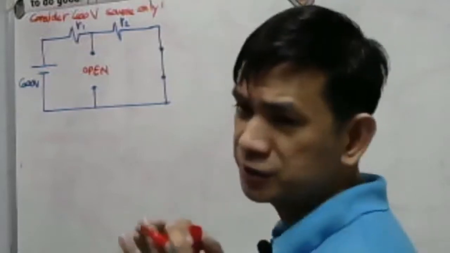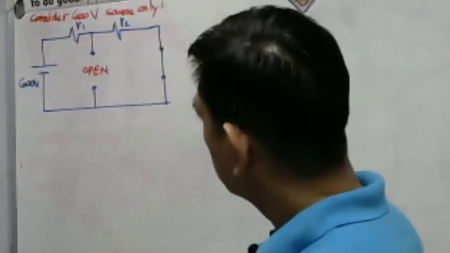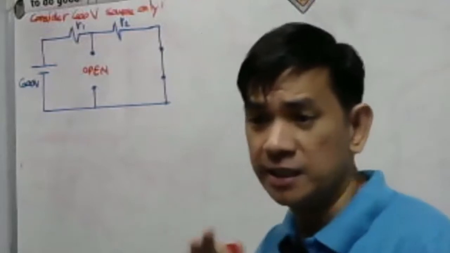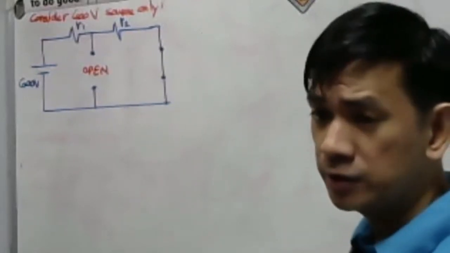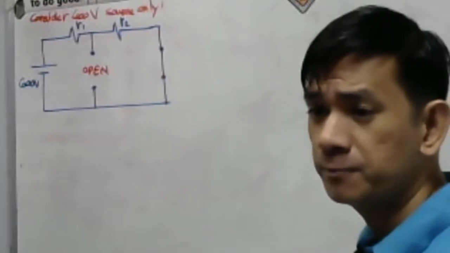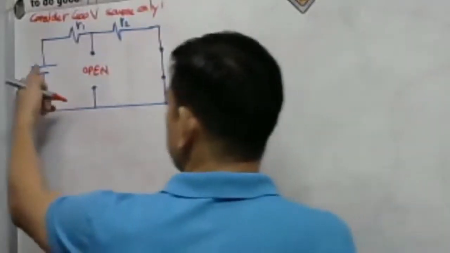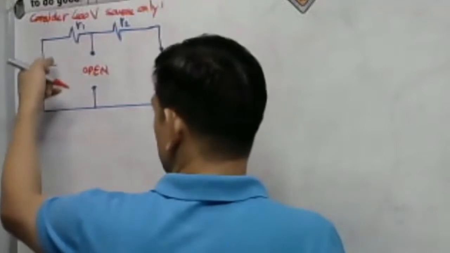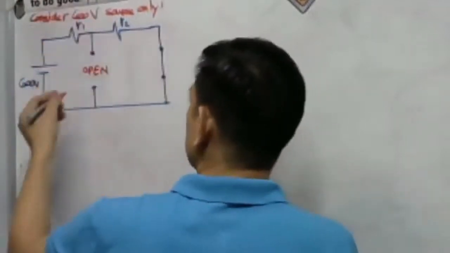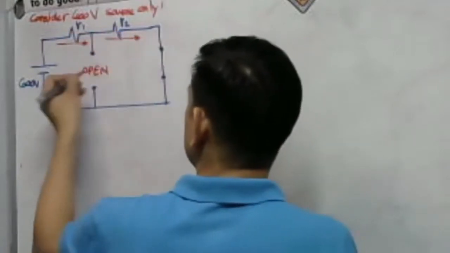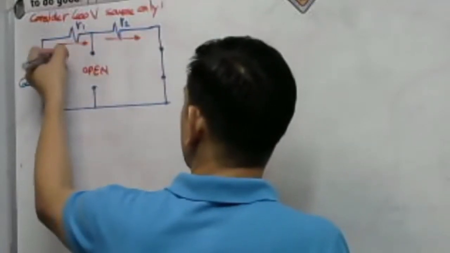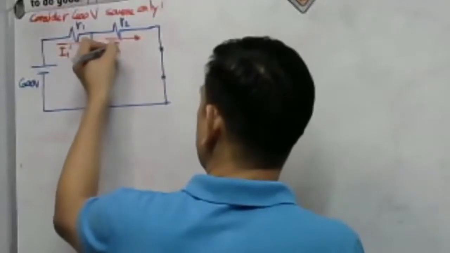If that is open circuit, okay, take a look what will happen to our circuit here. I will designate according to the conventional flow of current. The conventional flow is from positive to negative. So it should be in a clockwise direction. So there will be a current here and there is a current here. This will be our I1 prime. This will be our I2 prime.